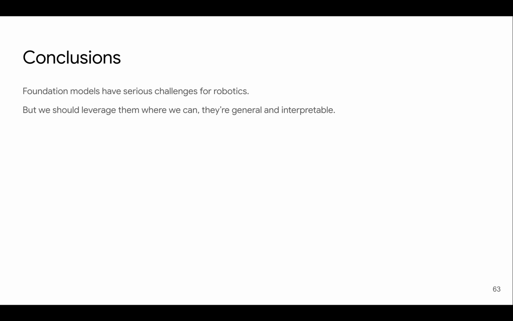So that's sort of the end. I'll just sum up, and then I can take questions. So there are a lot of issues with using foundation models for robotics. I talked about them before, but they're really general and interpretable, and certain properties mean that we can leverage them very effectively for specific domains within robotics.